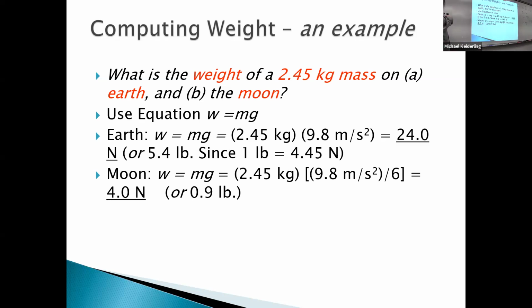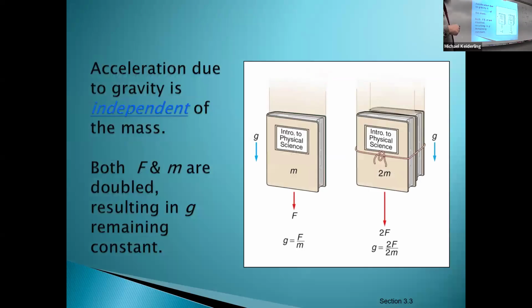But if you mass 100 kilograms, on the moon, you'll still mass 100 kilograms. So the acceleration due to gravity is independent of your mass. Both force and mass get doubled, and so g remains constant. Because your acceleration is force over mass, but your force is proportional to your mass. So if you double the mass, you double the force, and the acceleration remains constant.